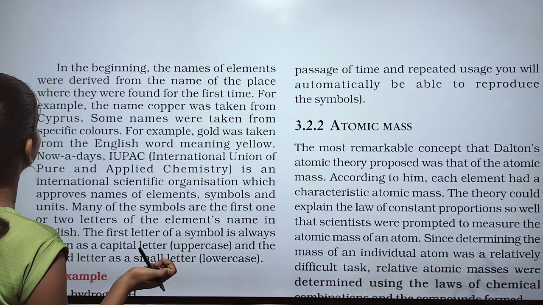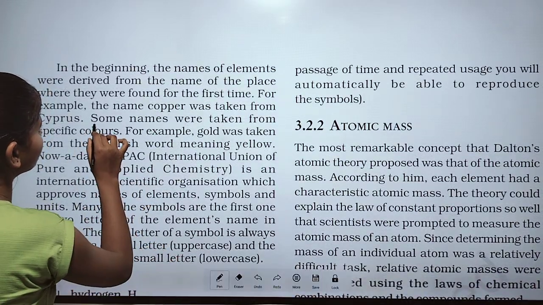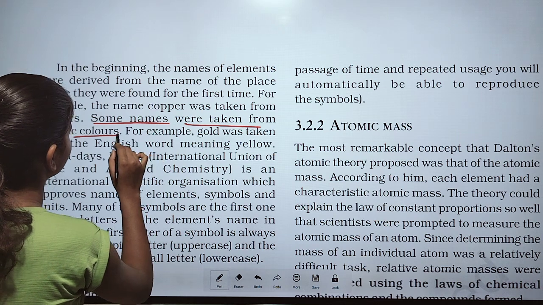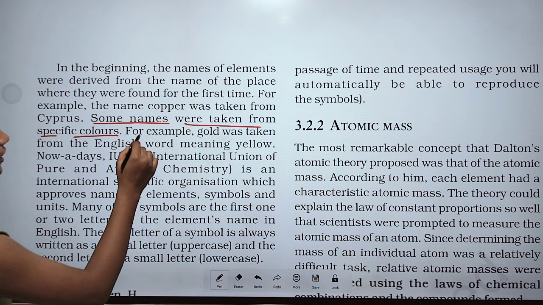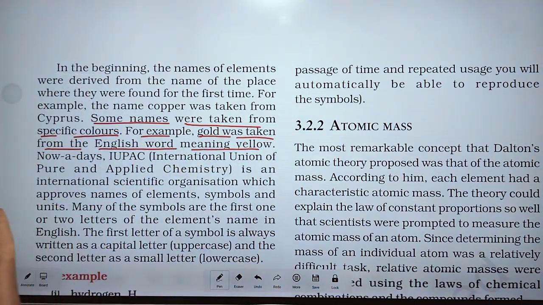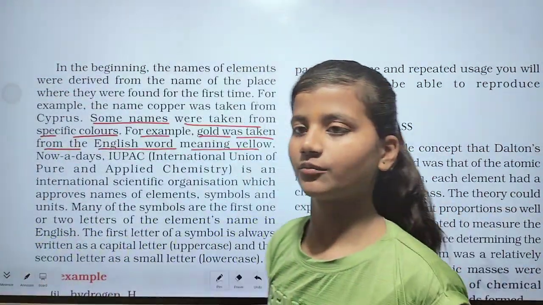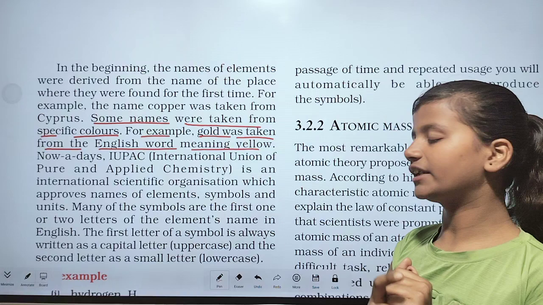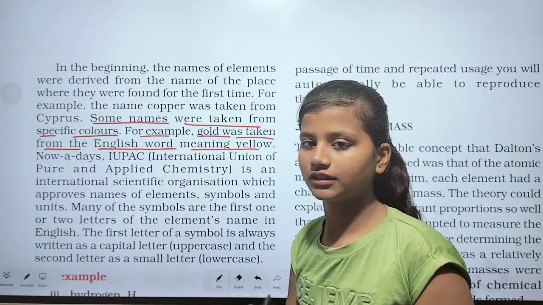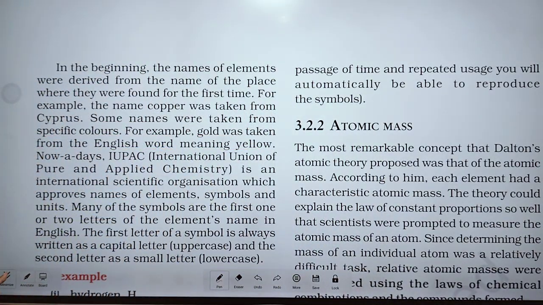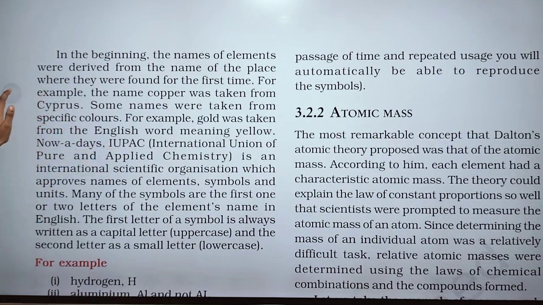Some names were taken from specified colors. For example, gold was taken from the English word meaning yellow. We know that gold color is yellow, and it is given from the English word that is yellow.